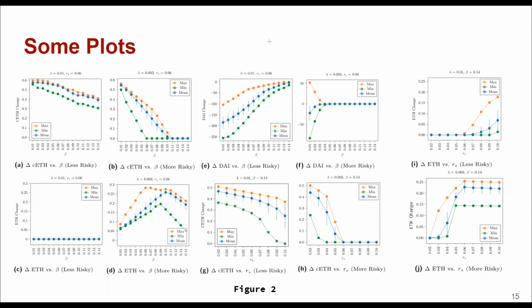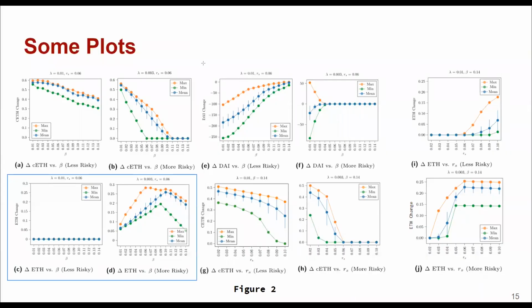We now discuss how risk preference affects investor assets. In figures 2a and 2b, we see that a risk-tolerant investor's CETH change is more sensitive to beta as compared to a risk-averse investor. In figures 2c and 2d, we see that a risk-tolerant investor prefers to invest in the riskiest asset, that is ETH, whereas a risk-averse investor doesn't invest in ETH at all. Also, we observe that for a risk-tolerant investor, mean ETH change goes up and then goes down.